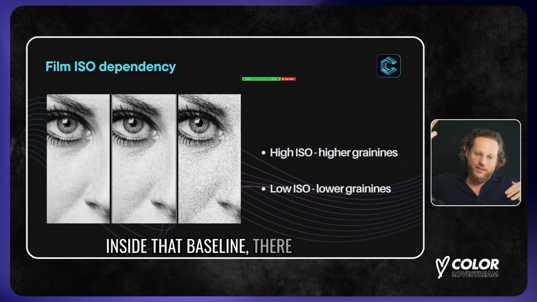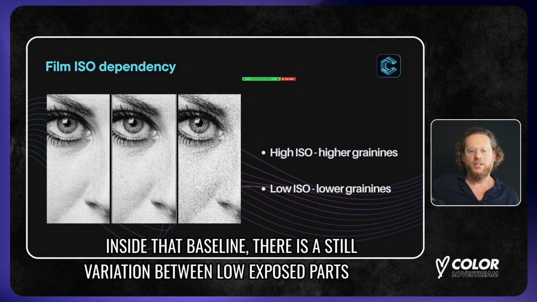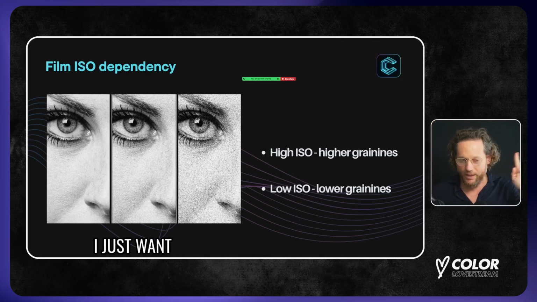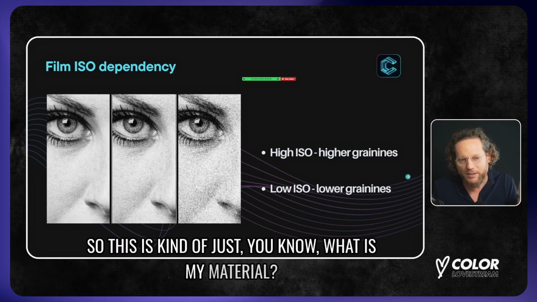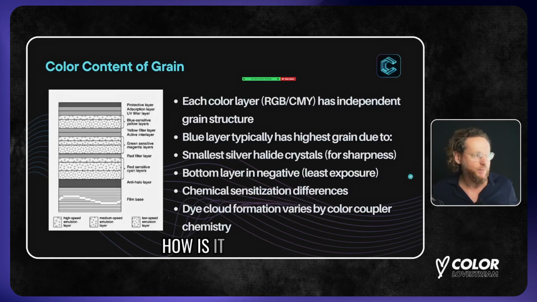Inside that baseline, there is still variation between low exposed parts and high exposed parts. I just want you to register that. So this is just: what is my material? What am I dealing with? What is my baseline? What is my mid-gray? How is it behaving?